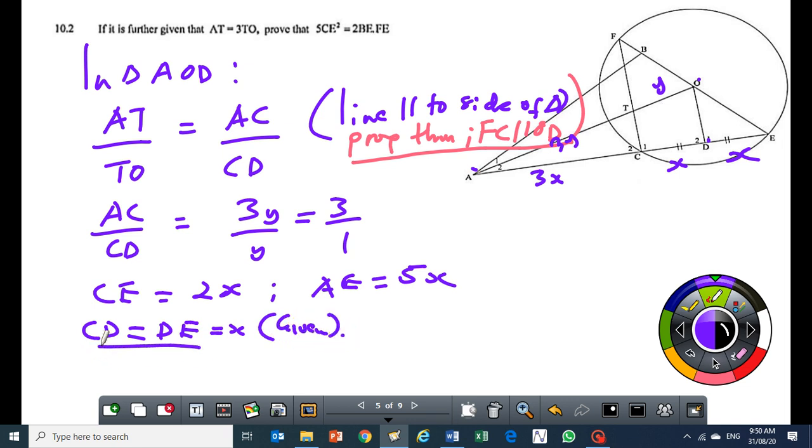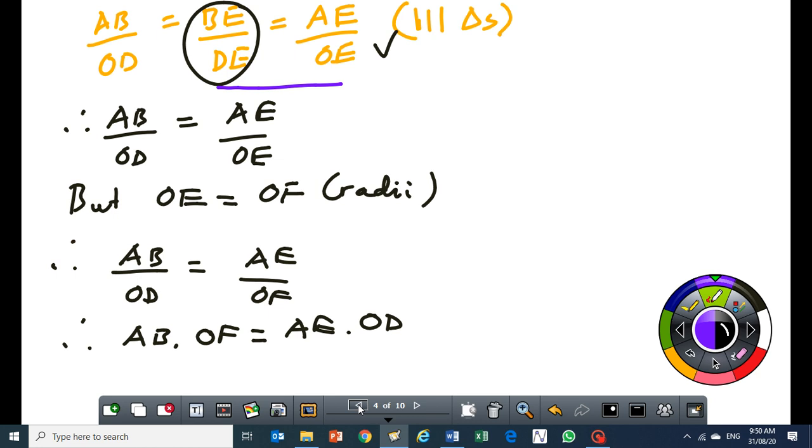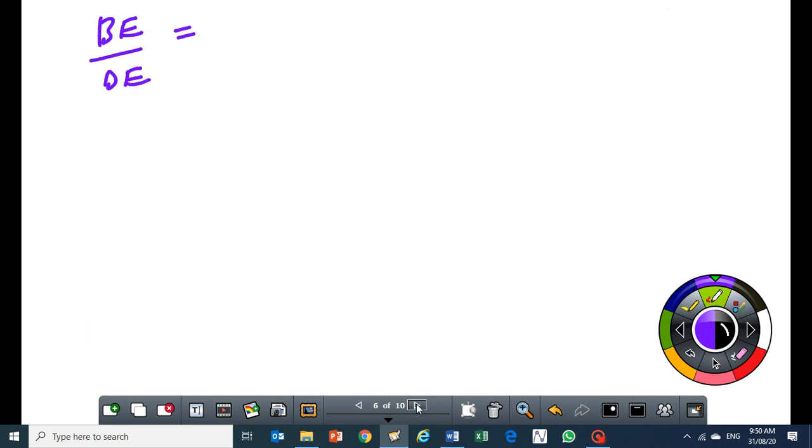Okay? Then let me go to my similar triangles. So I'm going to choose these two ratios, okay, BE over DE. So I'll say BE over DE is equal to AE over OE. AE over OE. Please, you have to write a reason. This is based on similar what? Triangle. Right? We have got our BE.